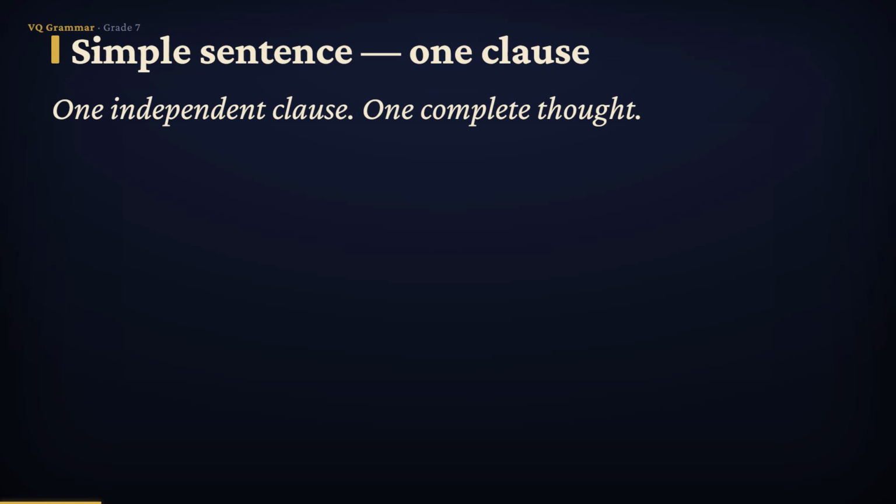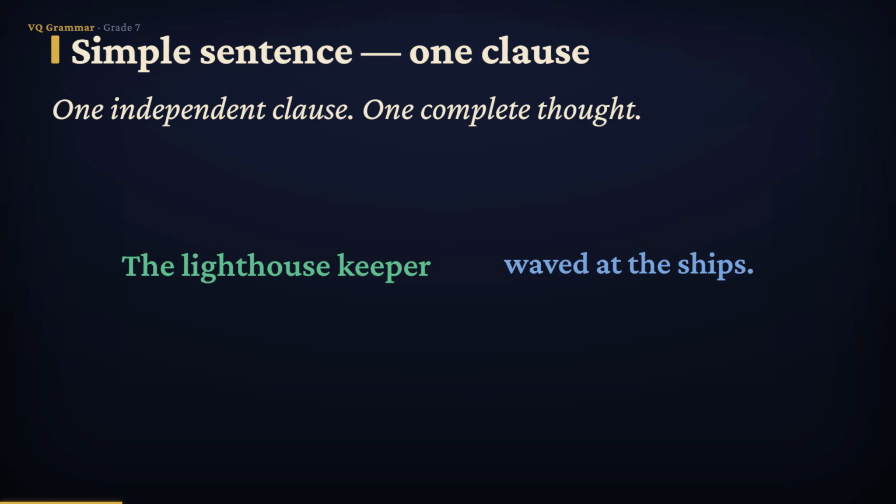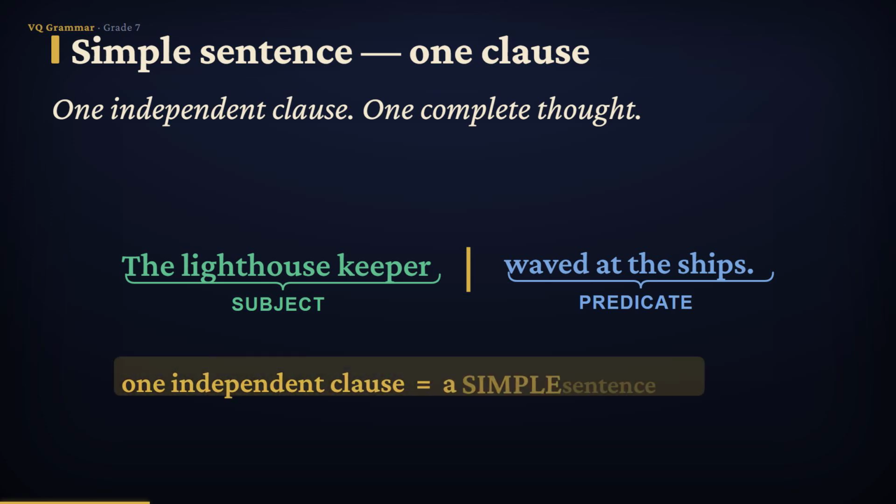Let's start with the simplest kind, and it's even named that way, the simple sentence. A simple sentence is just one independent clause, standing on its own. Take this one. The lighthouse keeper waved at the ships. There's the subject, the lighthouse keeper, and there's the predicate, waved at the ships. One subject side, one predicate side, joined into a single complete thought. That's the whole recipe. When you have exactly one independent clause, you have a simple sentence.